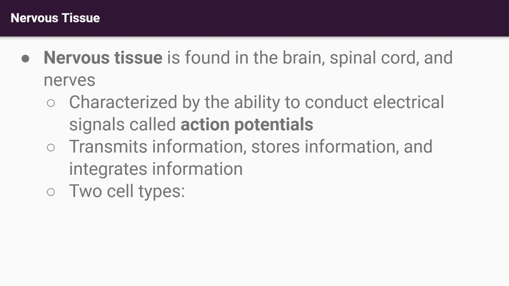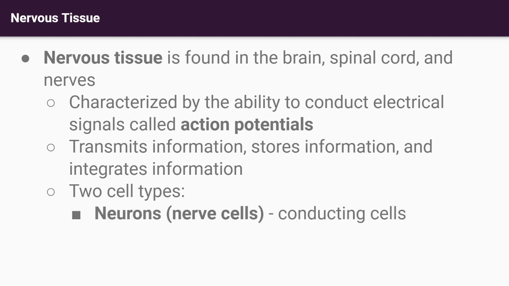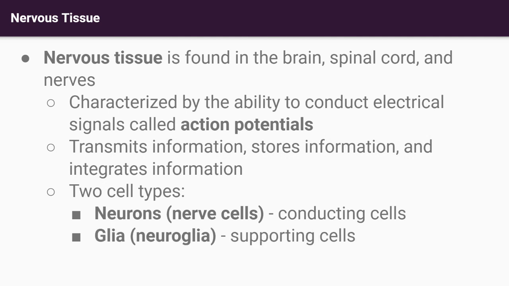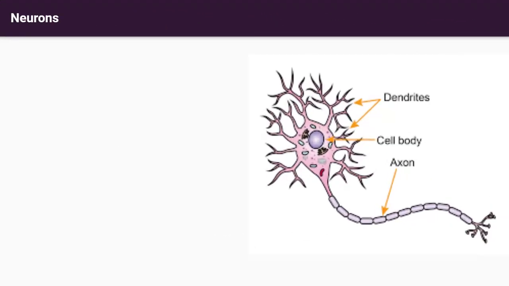There are 2 main types of cells of nervous tissue. First, you've probably heard of neurons. These are the actual conducting cells that are carrying those impulses. And then we have these things called glia or neuroglia, which are basically supporting cells, which help the nerve cells, or the neurons, and support them, help them do their job.